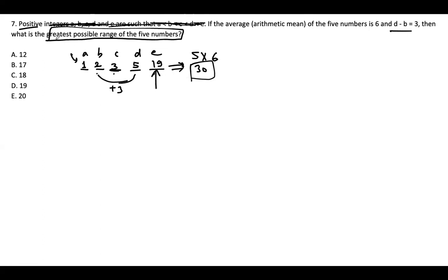19, yeah. So what is the greatest possible range? 18. 18 minus 1. Sorry, 19 minus 1. 18, yeah. Do not mark this answer, okay? Because you found this. Please read the question, greatest possible range. 19 minus 1, which is 18. Option C is the answer, not option D.